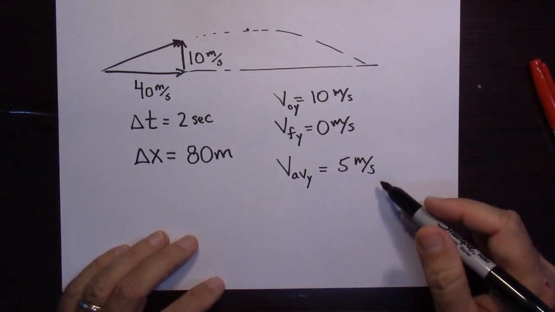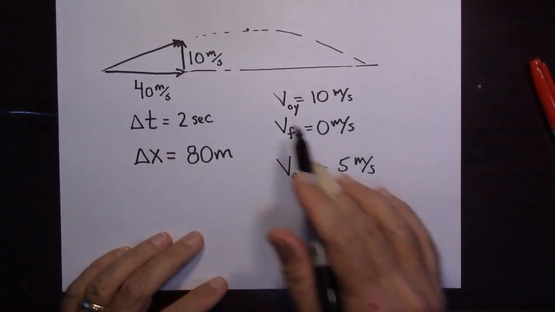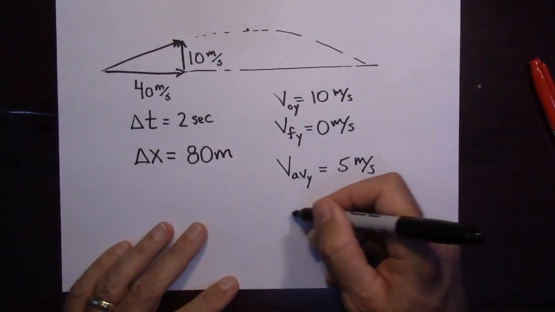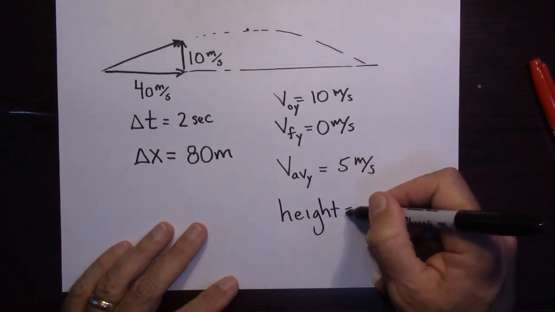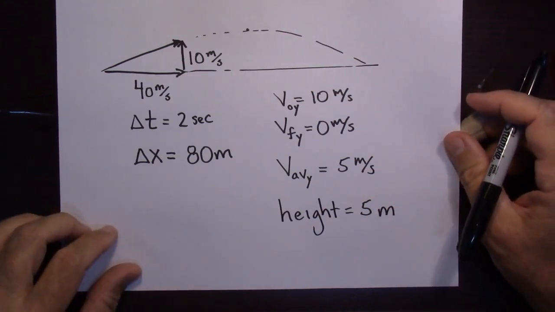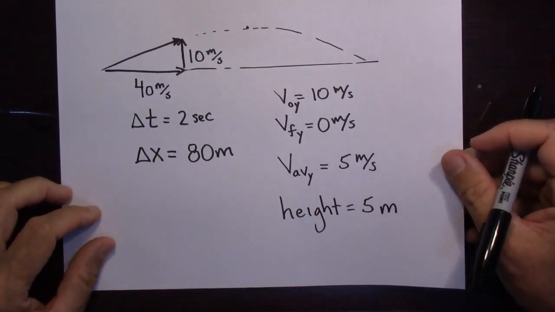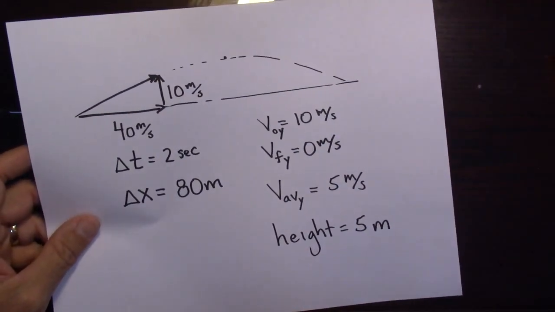And that's doing that for 1 second. If you went up at 5 meters per second for 1 second, you'd go 5 meters in the air. So the height is going to be 5 meters. This is pretty fast to do once you get the hang of it. If you're not actually explaining it to somebody, but you're just looking for the answer, it's a really quick way to get the range and the height.